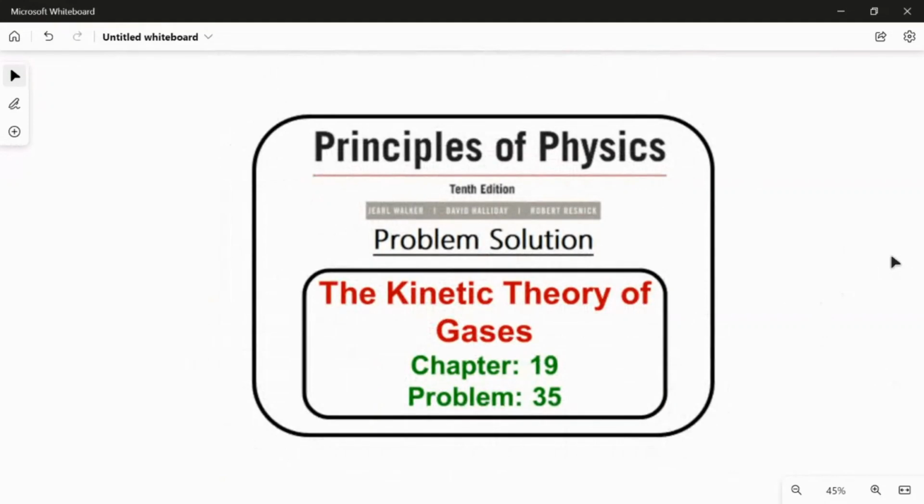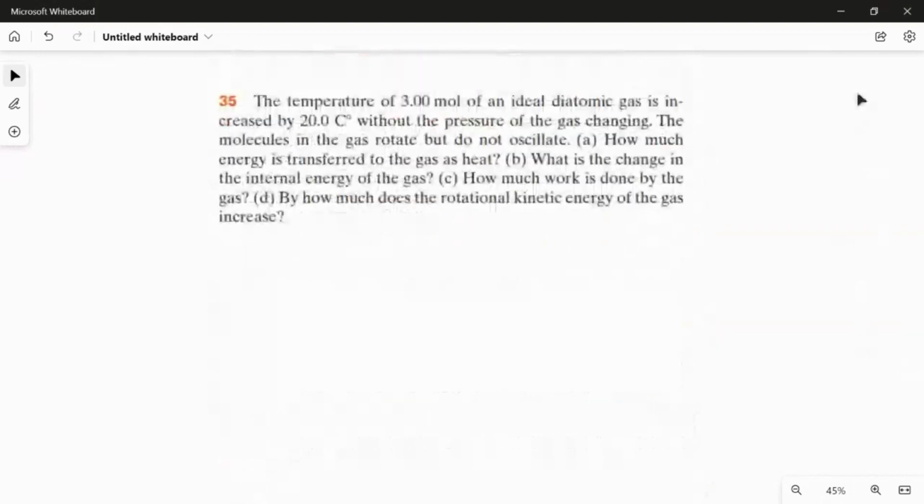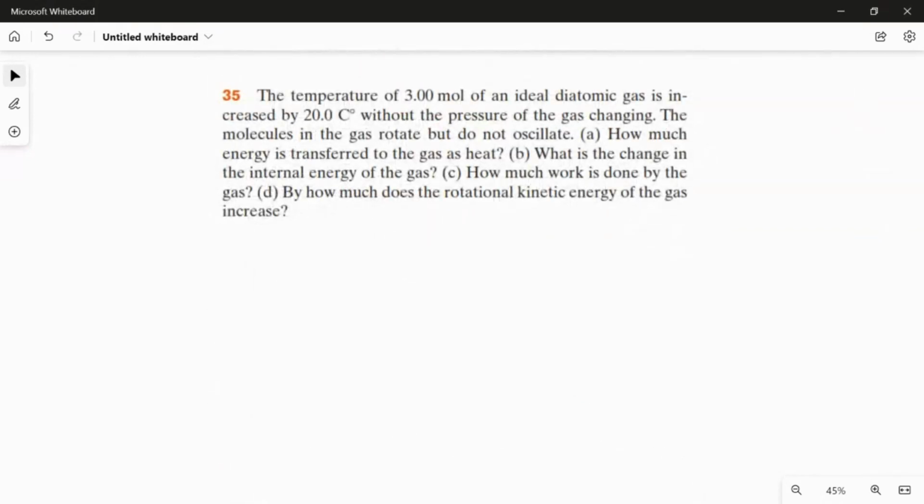In this video, I am going to solve problem 35 from chapter 19. The temperature of 3 moles of an ideal diatomic gas is increased by 20 Celsius degrees without the pressure of the gas changing. The molecules in the gas rotate but do not oscillate.